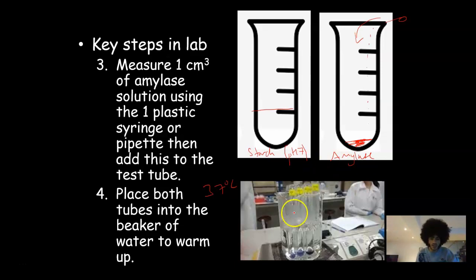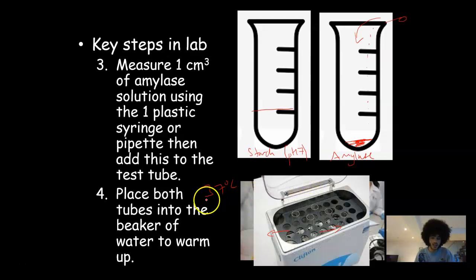Now, putting it in a beaker like this is great, but it does have its problems because heat can escape and cool down. So therefore, your enzymes might not be at the optimum or perfect temperature to work. Therefore, using a water bath like this is very, very effective, because it controls the temperature. So it will always warm it up a little bit and keep it at 37 degrees.